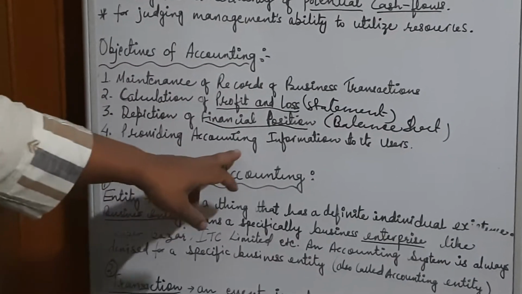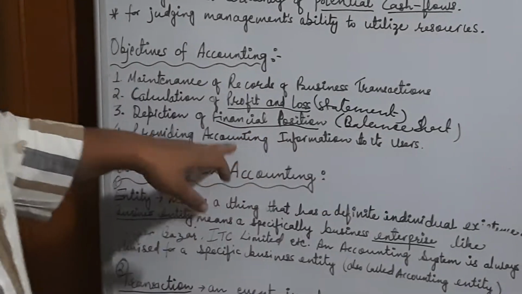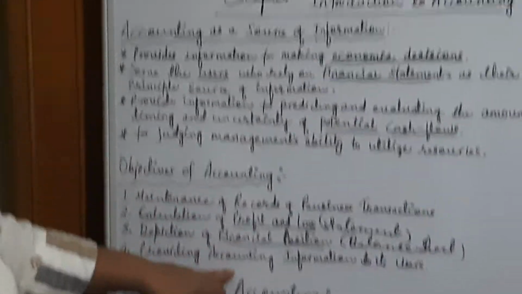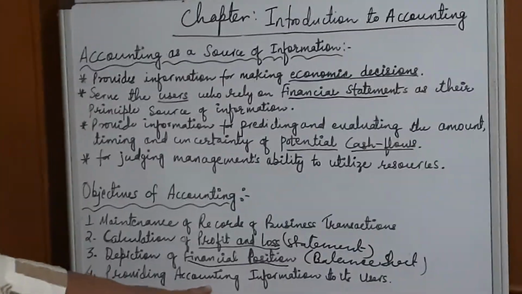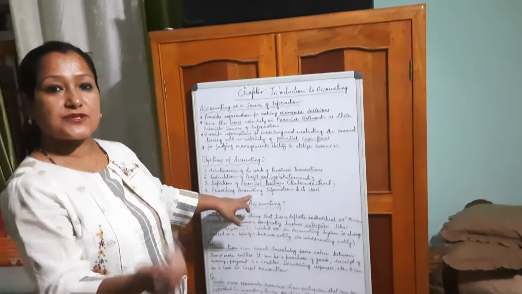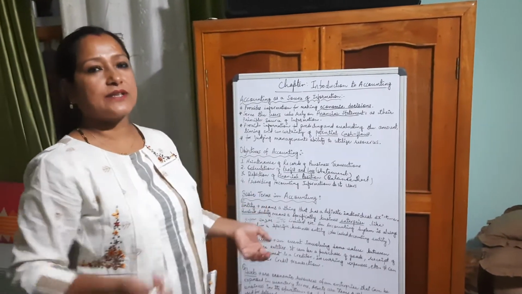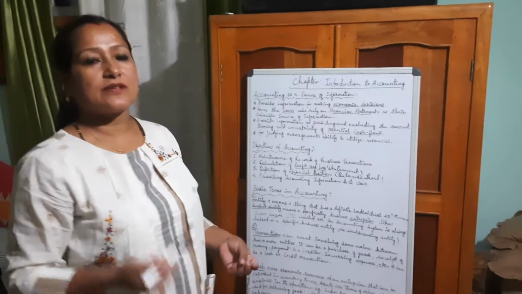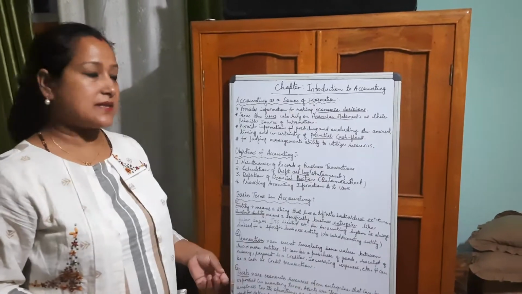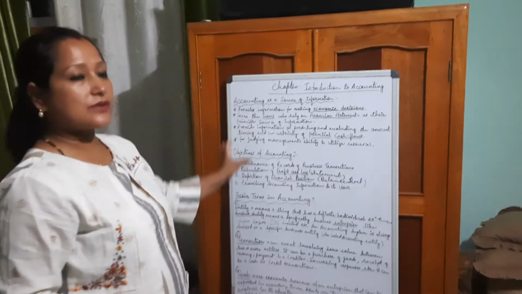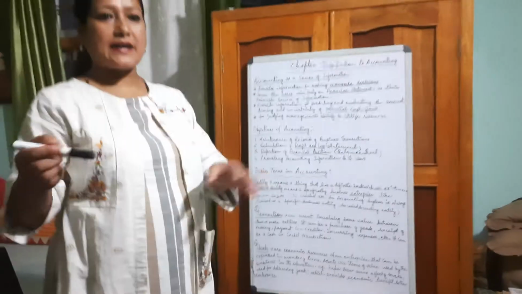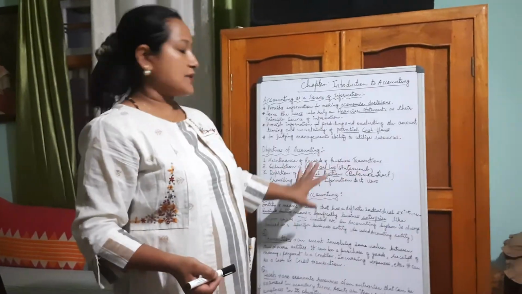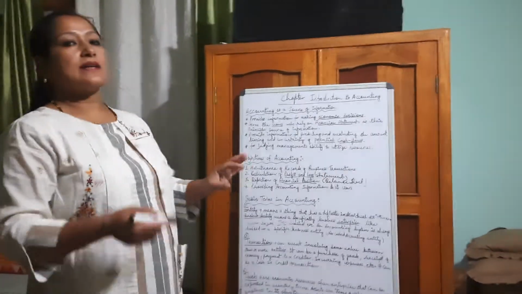Now another one, providing accounting information to the users. Another main motive of doing the accounting process is providing the information to others. Otherwise, how can you confirm whether your business is in loss or profit, isn't it? So after you do the accounting process for the whole year, at the end of the financial year, this statement has to be produced, and then only one can tell, isn't it?